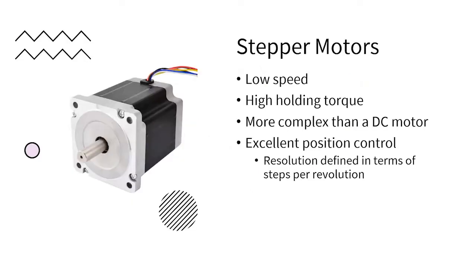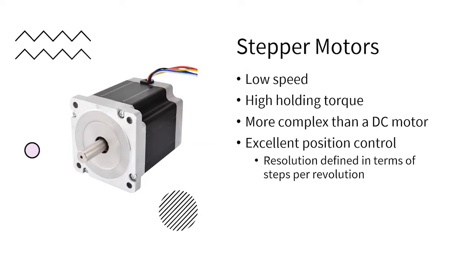Now, the next example is going to be a stepper motor. So stepper motors are designed primarily for lower speed applications, and they have a very high holding torque. What holding torque means is that basically if I'm trying to force the shaft of this motor to move, I have to apply a lot of torque before the motor essentially gives in and will rotate. So these are a bit more complex than a DC motor, but the main benefit is that they have very precise position control.